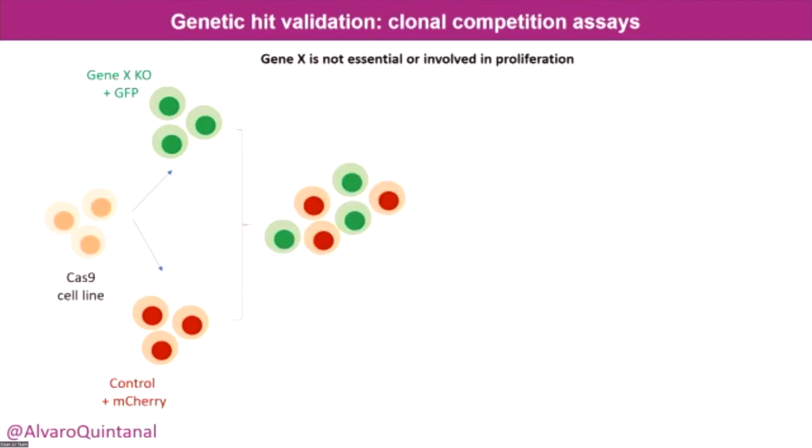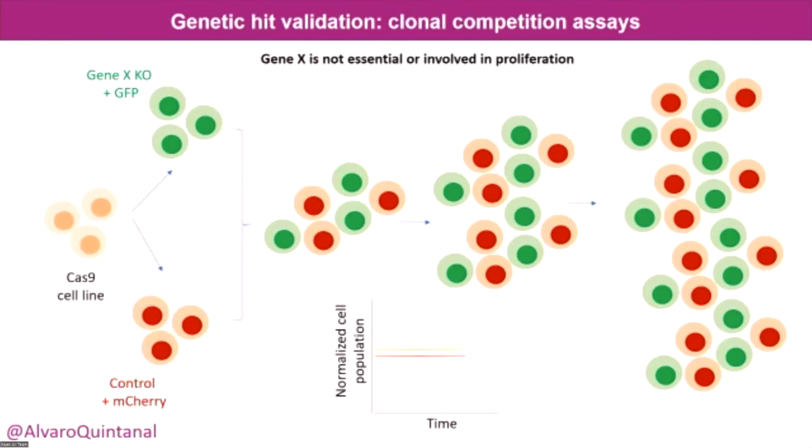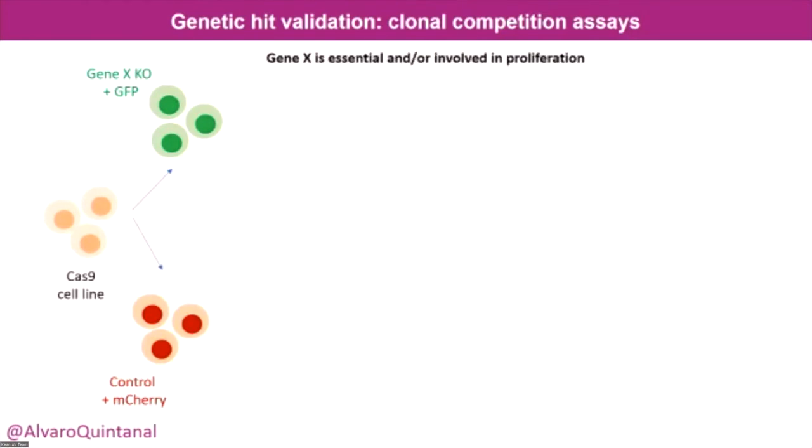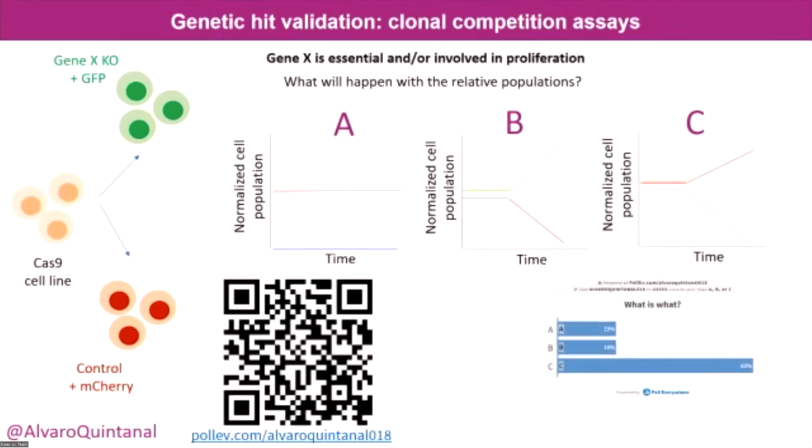So if we mix these two populations together, and again, gene X, the gene that we are knocking out, is not essential or involved in proliferation, you will see that over time, both of the populations will grow in the same manner. So the relative abundance of each of the populations will remain stable over time. But what happens if we do the same, but in the case where gene X, the gene that we are knocking out, is actually essential or involved in proliferation? What do you think may happen?